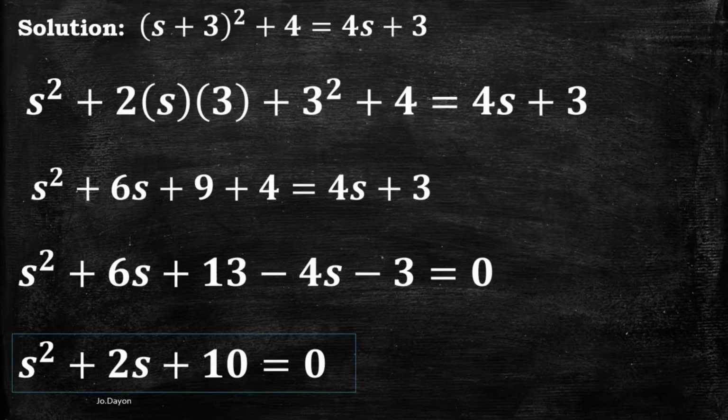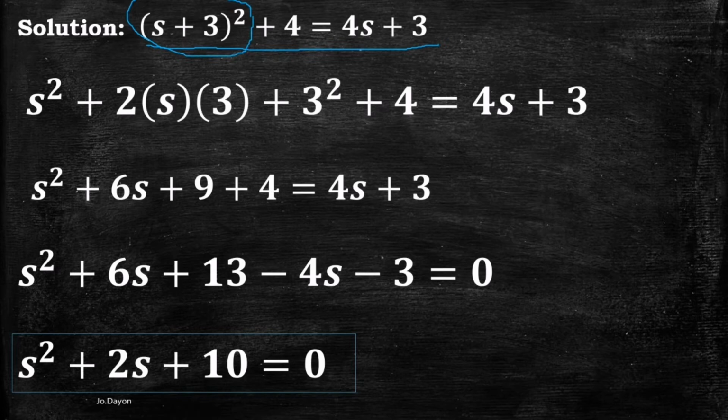Now for our solution, we have here the given equation: the quantity of s plus 3 squared plus 4 equals 4s plus 3. If we have observed, we have here a square of a binomial. So we are going to get the product of the square of the binomial first.